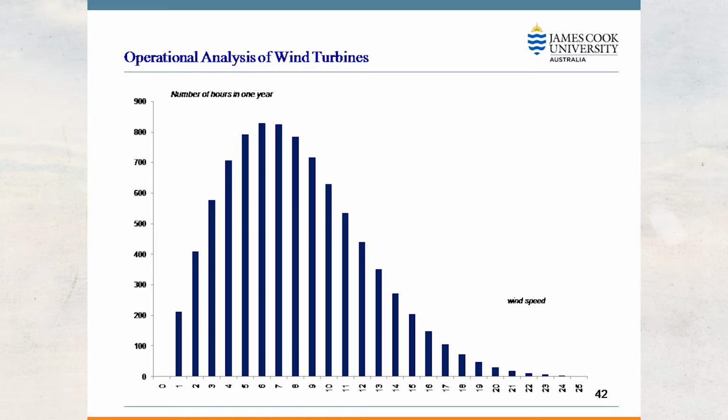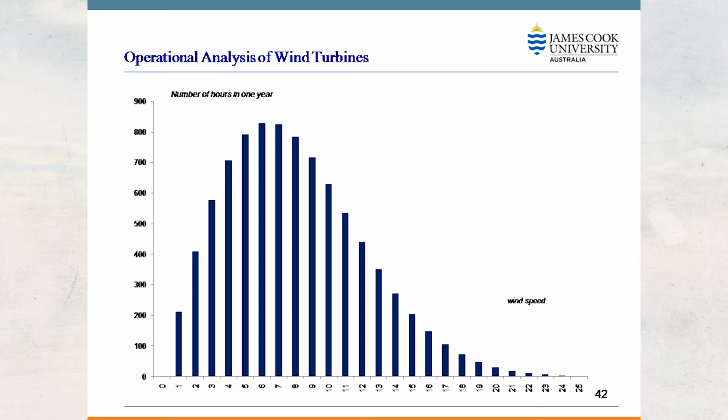So if you measure how many hours in 1 year the wind speed has been 3, 4, 5 meters per second, 10, 20, until 25, you will get a curve like this. The horizontal axis tells you the wind speed, and the vertical axis the number of hours. For example, the number of hours in 1 year that the wind speed has been 5 is about 750 hours.